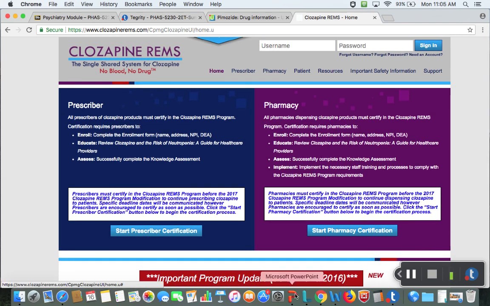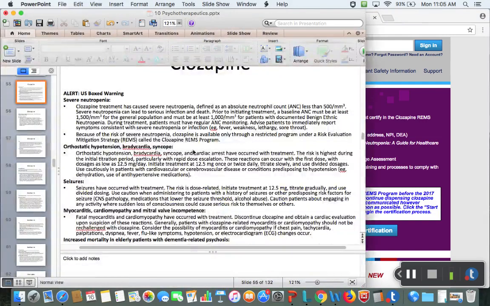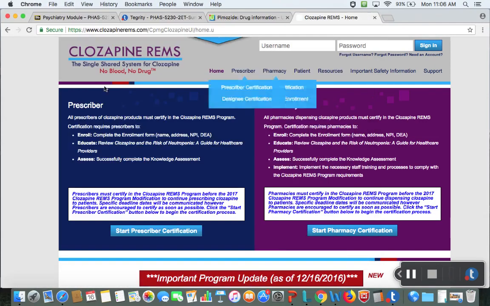It's Clozapine REMS, and the REMS is the risk evaluation and mitigation strategy. It's there in your notes. The catchphrase, and what we see in the pharmacy, is no blood, no drugs. Basically, if you don't have a lab, we're not going to give the drug out. And it's nice now.